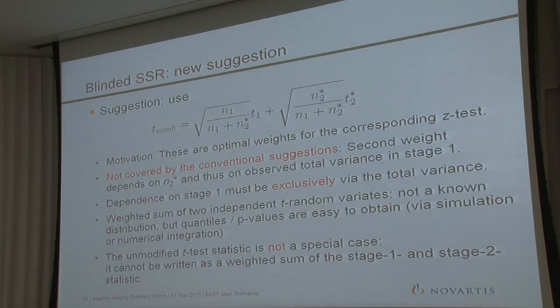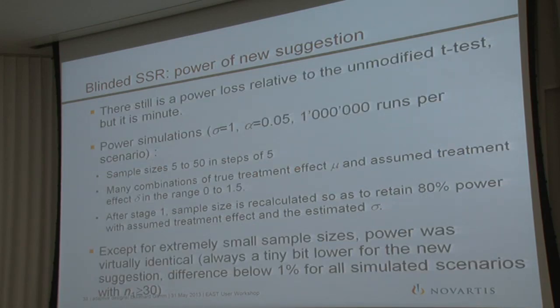So you get the critical values. The unmodified t-test statistic is also not a special case because that cannot be written as a weighted sum of the stage 1 and the stage 2 statistic. So this is the new suggestion for doing a combination of test statistics which are not p-values and also not just doing the final t-test at the end, ignoring that you have re-estimated the sample size.